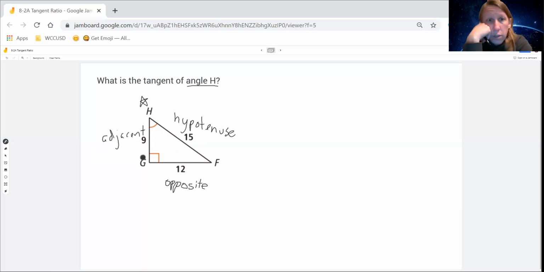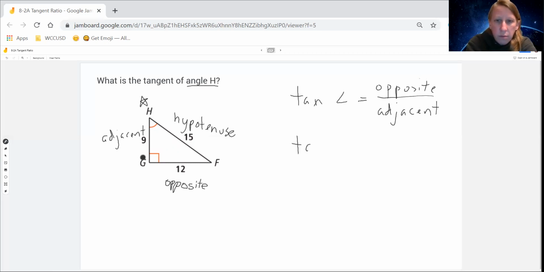Okay, so we're trying to write the tangent of angle H. The tangent of any acute angle in a right triangle is its opposite side divided by its adjacent side. It's a fraction of those two values. So for this math problem, we're going to say the tangent of angle H is equal to, where's the opposite side? It's 12. So I'm going to substitute in 12. And where's the adjacent side? It's 9. That's the answer, 12 over 9.